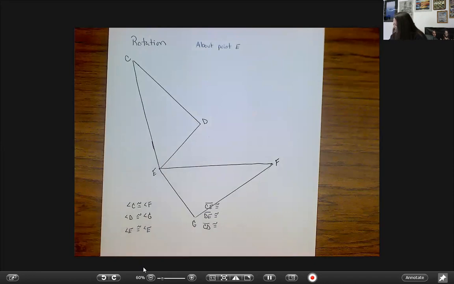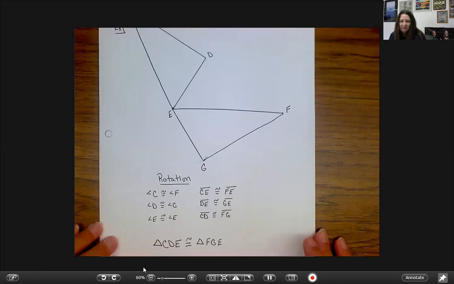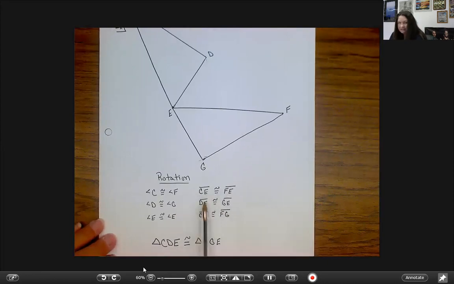Now we can do the same thing with these side lengths, and I've matched it up here so that we can see. So then side CE in my original figure is now going to become side FE on the second triangle.